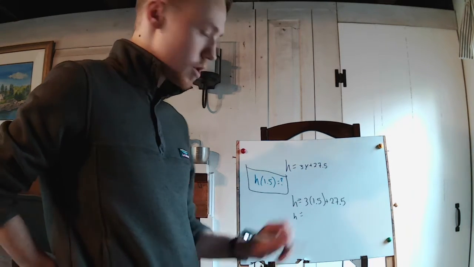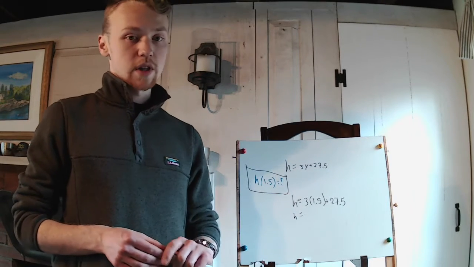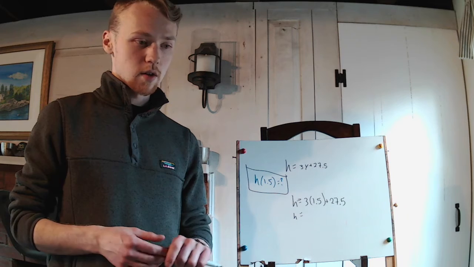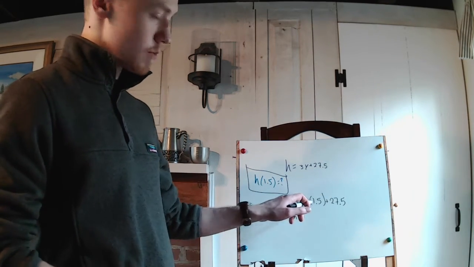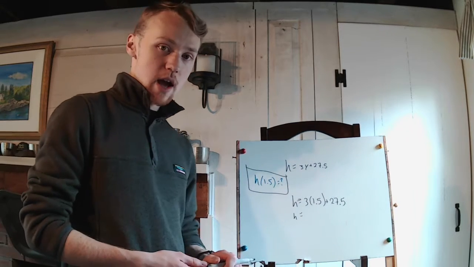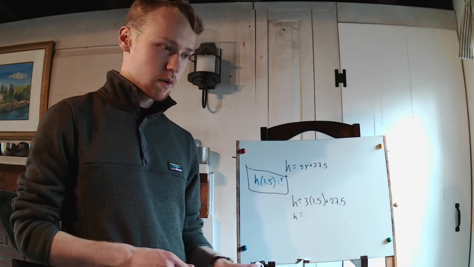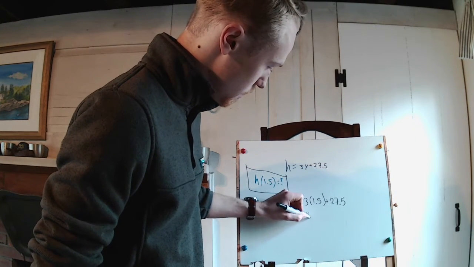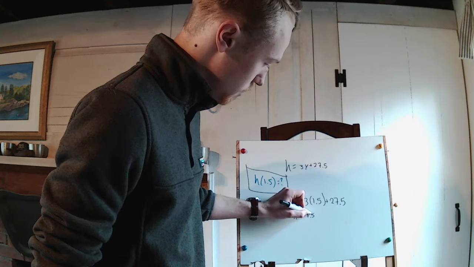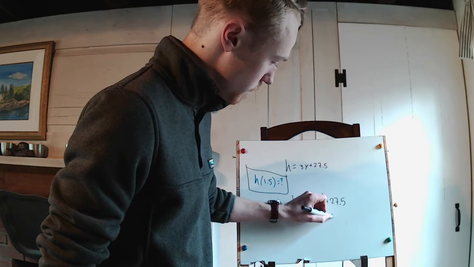We say h equals, what's 3 times 1.5? Well, depends what part of a test you're on here. You could use a calculator or you could do it in your head. But what we can maybe think is 3 times 1, well, that's 3. And half of 3 is 1.5. So we say 3 plus 1.5, that gets us to 4.5. So it's going to be 4.5 plus 27.5.